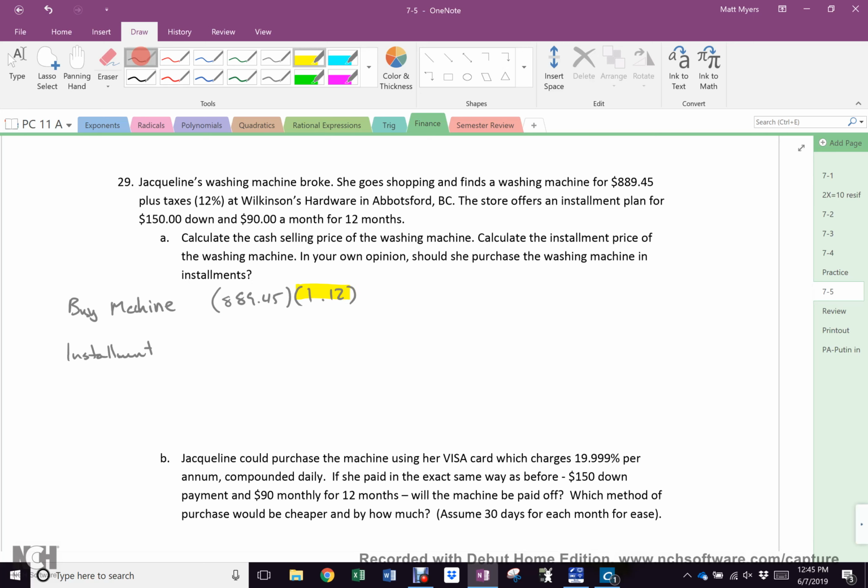That's taxes. You're exactly right. So how much would the machine cost to buy? Hey, Riley, how much is the machine to buy?